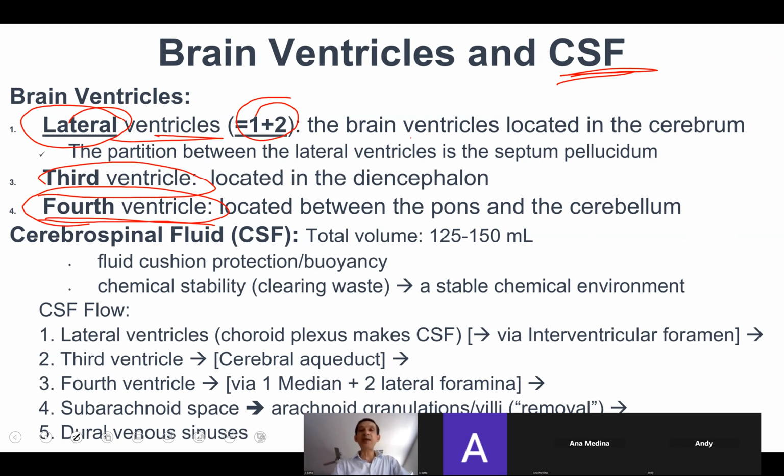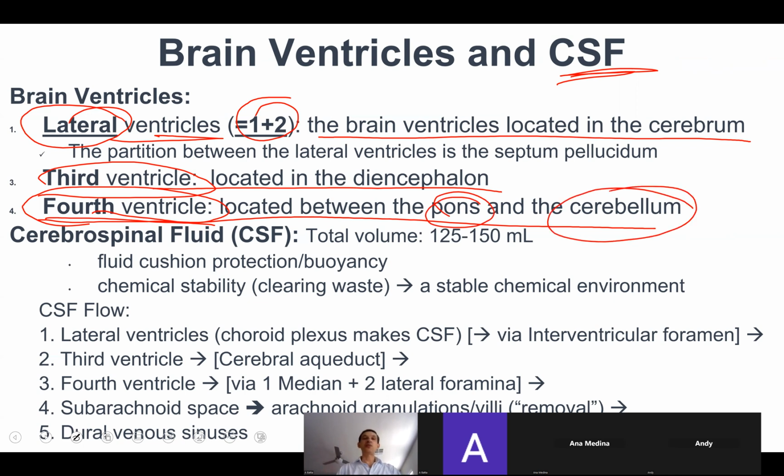These are the brain ventricles located in the cerebrum, okay? The 3rd ventricle is located in the diencephalon. You've already studied this a few times, so I'll just remind you, diencephalon means what? Thalamus. The top of the thalamus is epithalamus, the bottom is called hypothalamus. And the 4th ventricle is located between the pons and the cerebellum. We'll go over that as well.